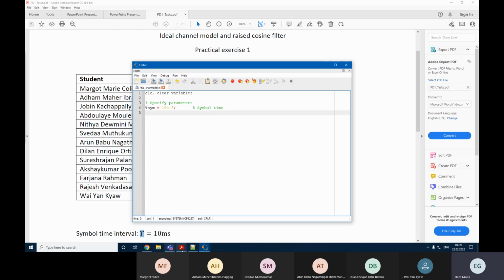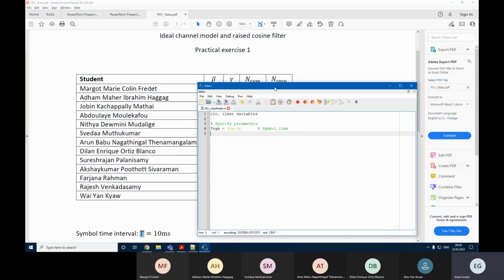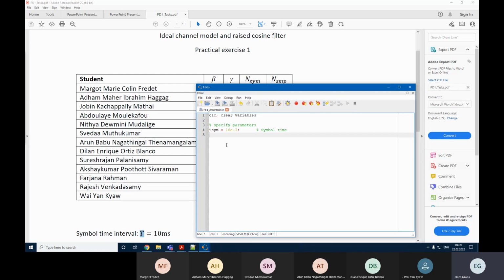The next parameter is the beta parameter for our filter. So this is the roll-off factor. Beta, in my case, I had beta 0.6. So you input what is specified for you. This is the roll-off factor of the filter.